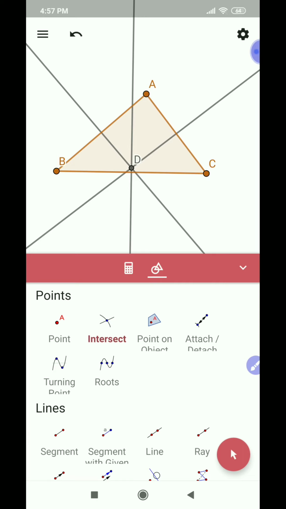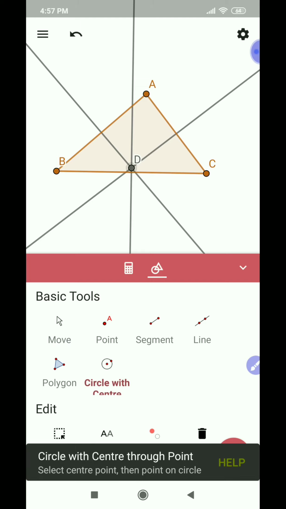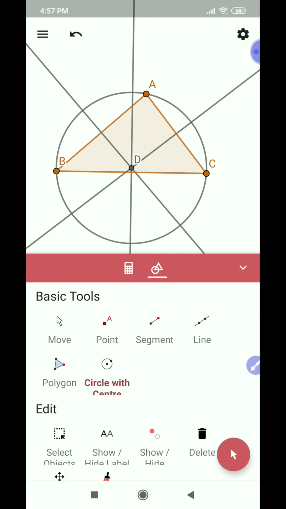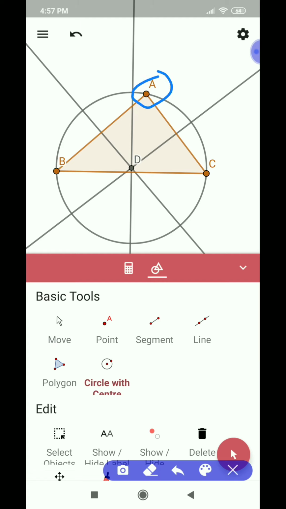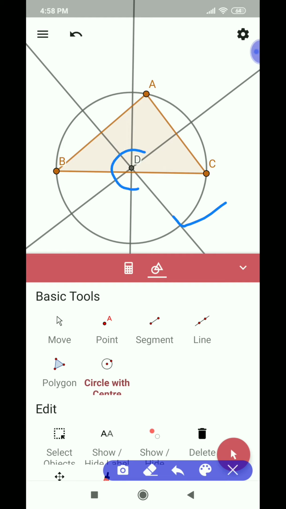Now draw a circle with center D and radius DA. Let us draw the circle. What is your observation? It is a beautiful circle. It is passing through vertex A, vertex B and vertex C. That means the circle passes through the vertices of the triangle. So the circle is called the circumcircle and the concurrent point is called the circumcenter.